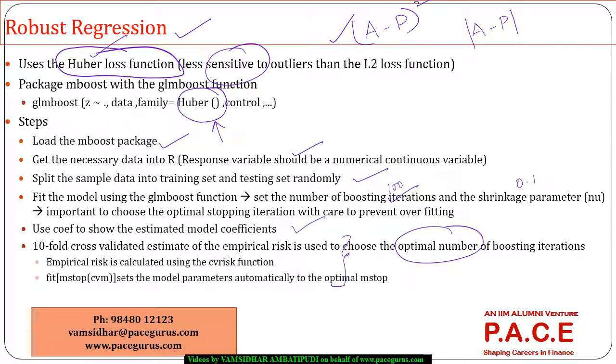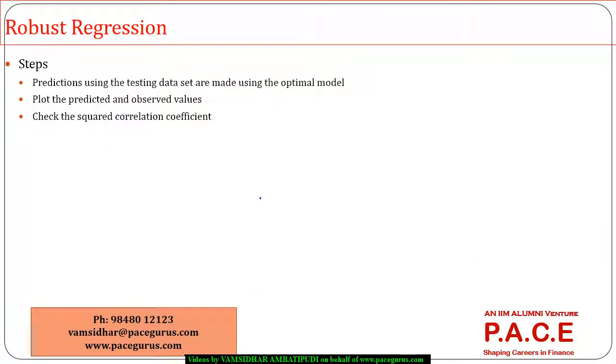So we are computing the empirical risk using the CV risk function. Based on that, we will see at what number of iterations the error is the least possible. That is the number of iterations where we are choosing the model, stopping the number of iterations and fitting the model. That model will be used for the prediction purposes on the testing data. The optimal model will be used for fitting on the testing data. Whatever model we have got with the least error, that is the model we are going to fit on the testing data.